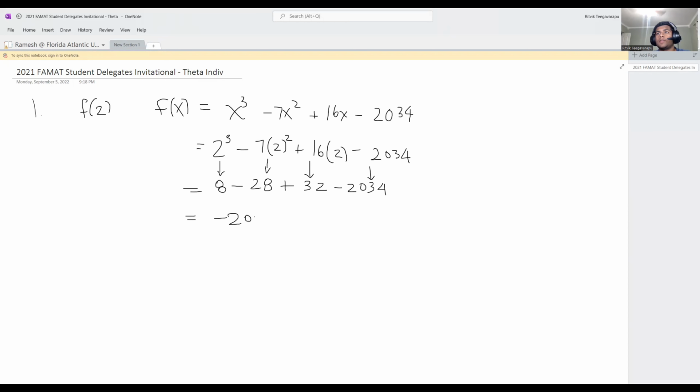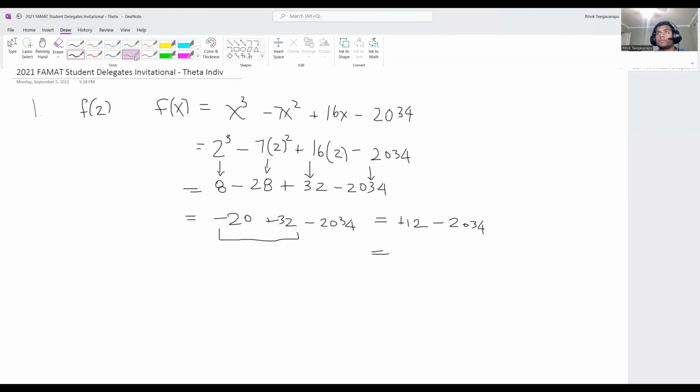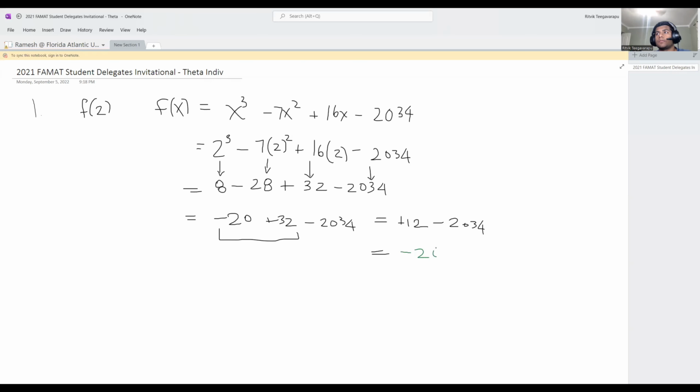This is negative 20. This is positive 32. This is negative 2034. We can add these two together. Negative 20 plus 32 is positive 12. Minus our resultant negative 2034, which gives us a final answer of negative 2022, which is the correct answer, or C.